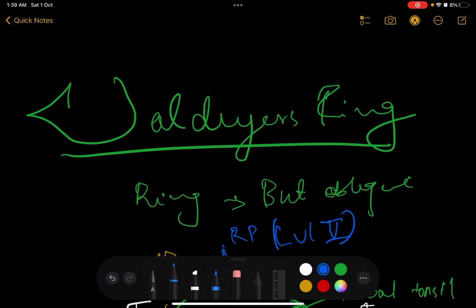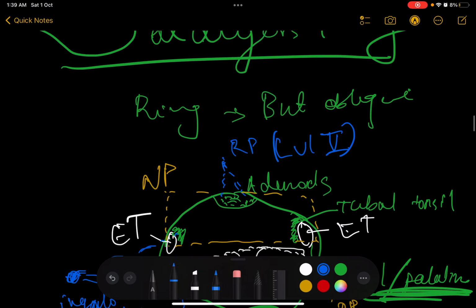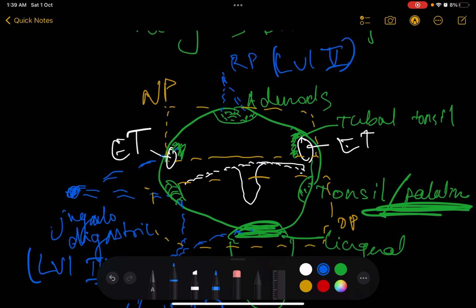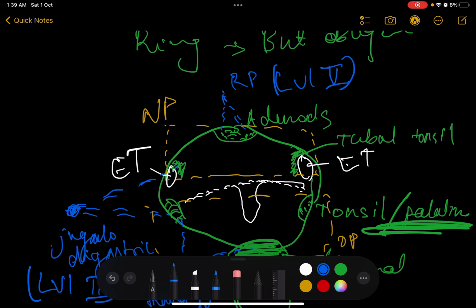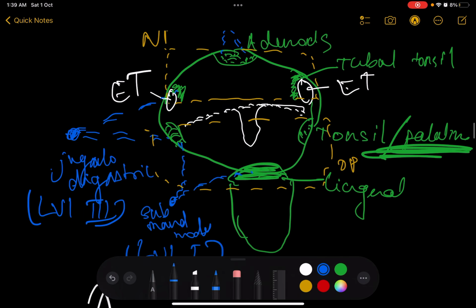Coming to a very important term called Waldeyer's ring. Waldeyer's ring is something interesting. Waldeyer's ring is a lymphoid ring. It is composed of adenoids and tubal tonsils, starting superiorly. It's actually not a proper ring, it's an oblique ring. Superiorly you have the adenoids, then the tubal tonsils. Going inferiorly, you will have the lingual tonsil, and posteriorly you would have the palatine tonsils.